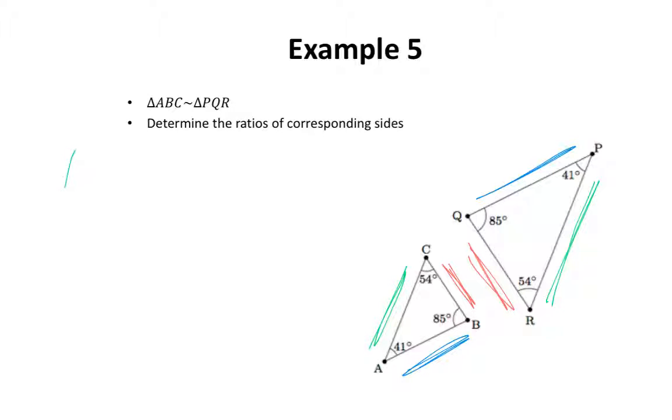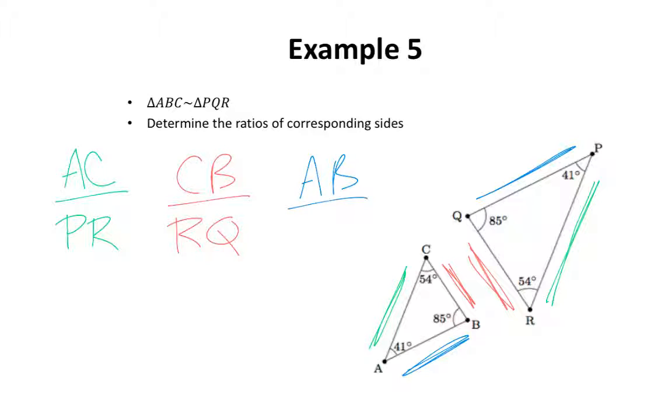So let's start with side AC. Its corresponding side is PR. Next, I'm going to take a look at side CB, and its corresponding side is RQ. And last but not least, I have side AB, and its corresponding side is PQ. And I'm just going to put an equal sign between these ratios, since ratios of corresponding sides in similar triangles are equal.